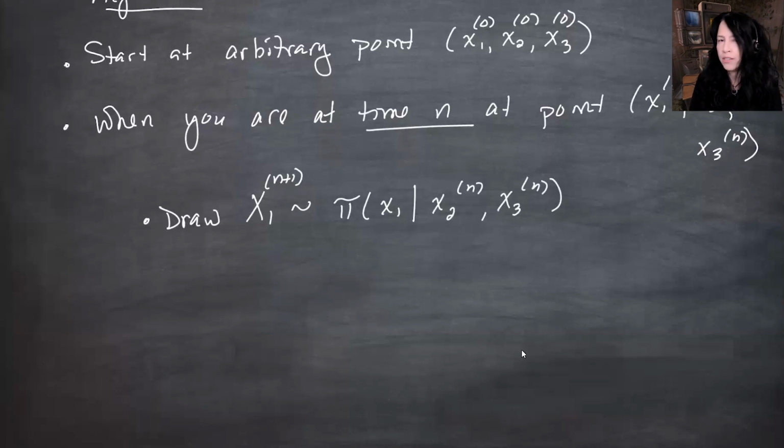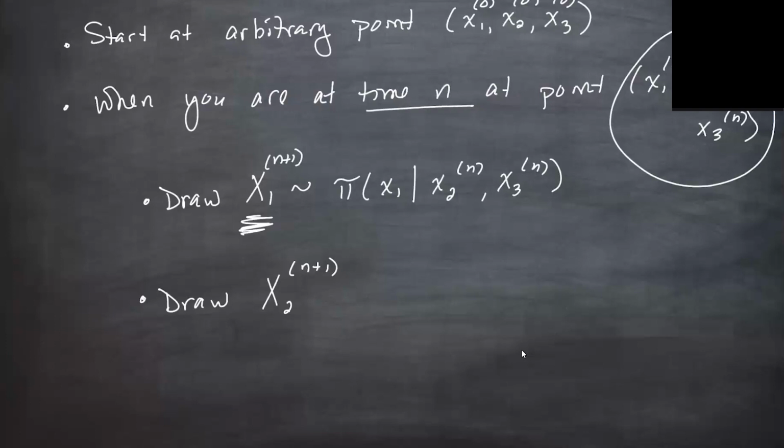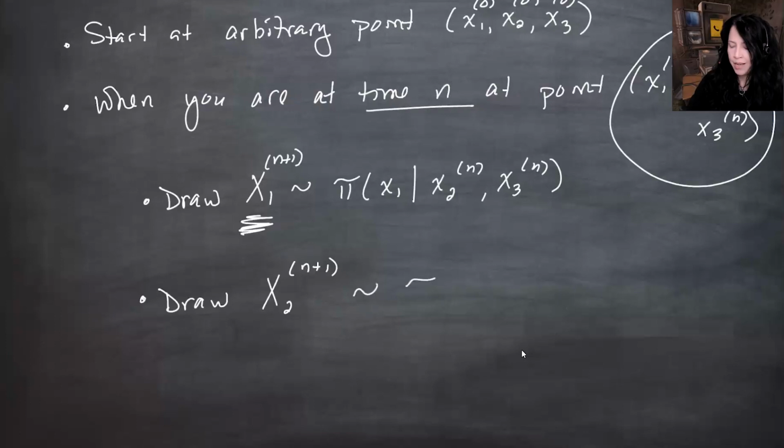I don't know x2 and x3 at time n plus 1 yet. I only have them all at time n, so I'm going to update the first guy in there by drawing from the conditional distribution of that guy alone, given what I've already observed from the other 2 points. And then we're going to draw this from pi of the conditional distribution of x2. And I'm going to give what I know about the other 2.